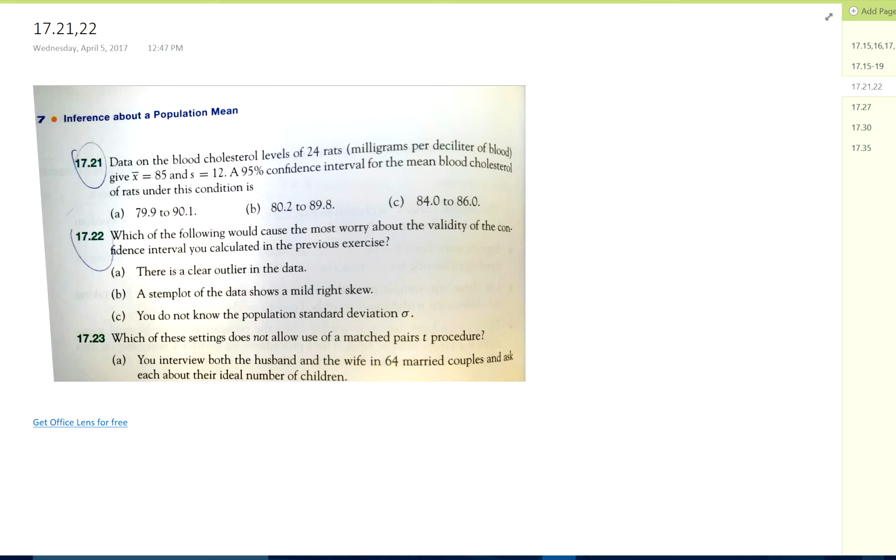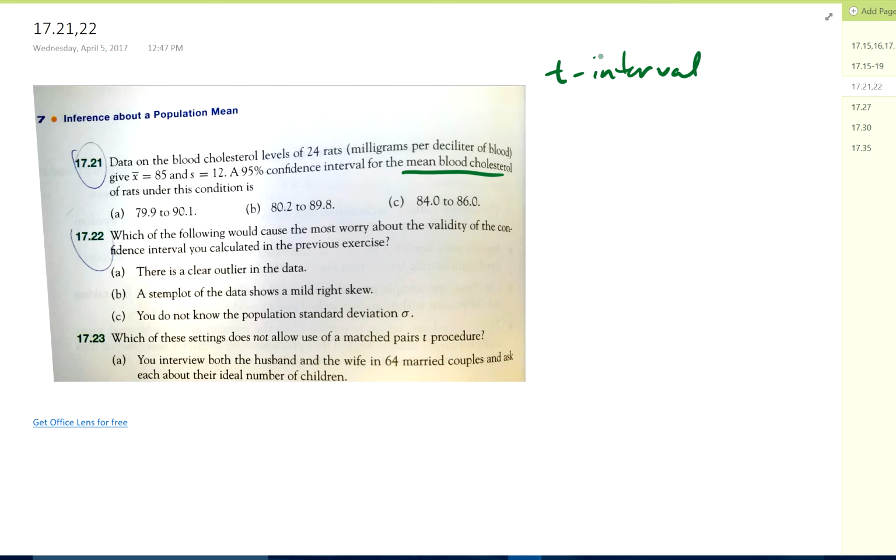Okay, 21. Data on blood cholesterol levels of 24 rats. Given X bar is 85, S is 12. Give a 95% confidence interval for the mean blood cholesterol for rats under this condition. So I know this is going to be a T interval.